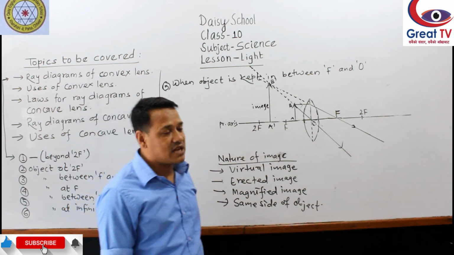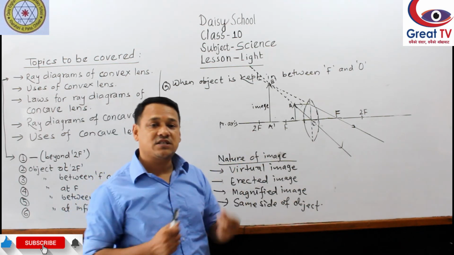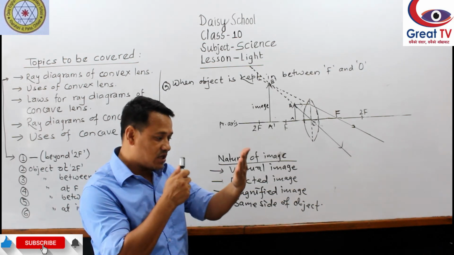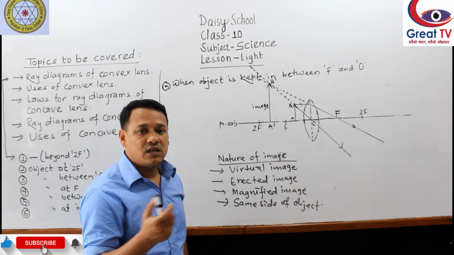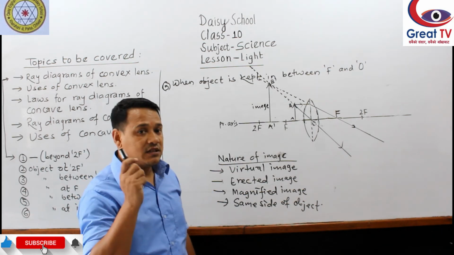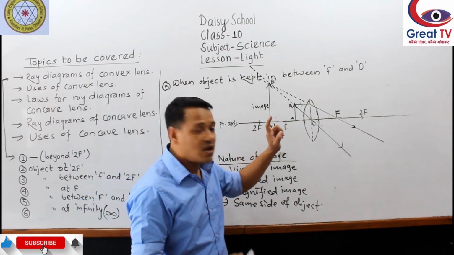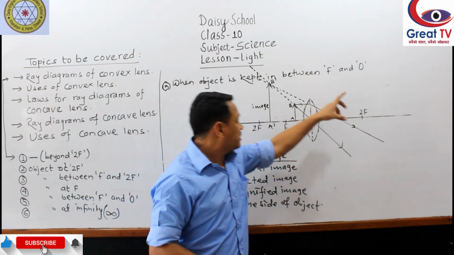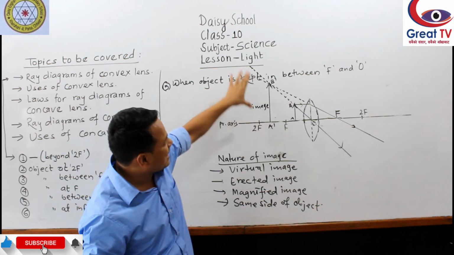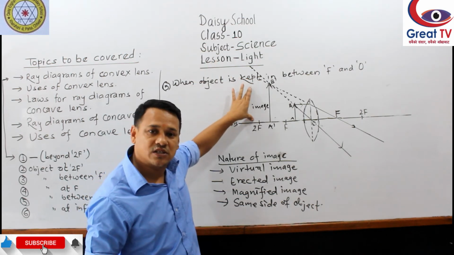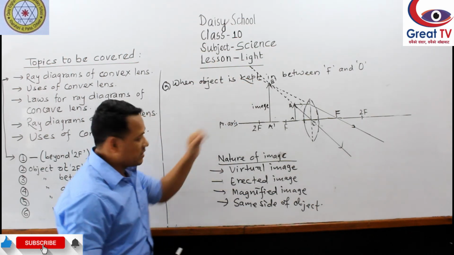By using the convex lens like a hand lens, palmist, they use the hand lens to see the parts of flower. Scientists use hand lens. This hand lens case is this case. When the object is kept between F and O, then image will be magnified and image will be erected also. This is very, very important.